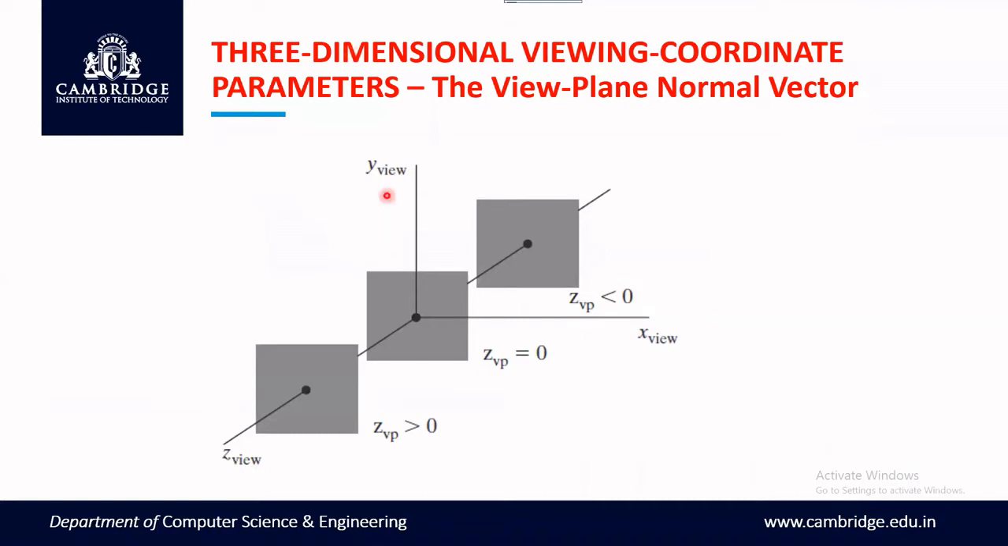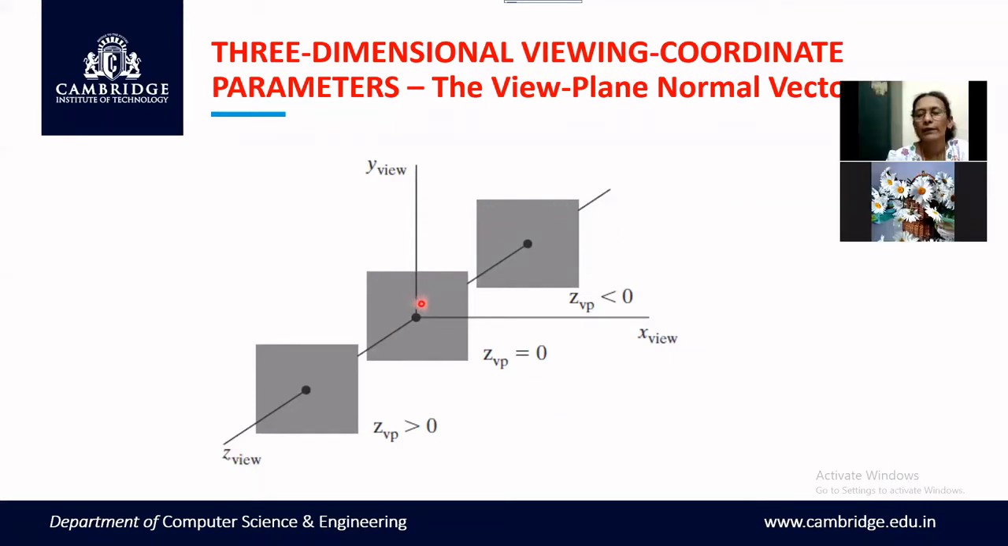Just defining our x-axis, y-axis and z-axis alone is not sufficient. Now, suppose the object is here and your view plane is placed here. Then you are going to see a larger image. Suppose the view plane is here, further away from the object. The object is here. Say you have your object here.